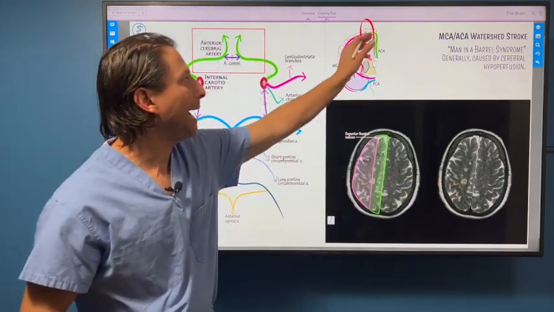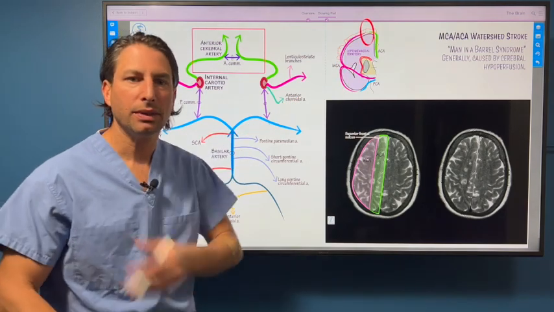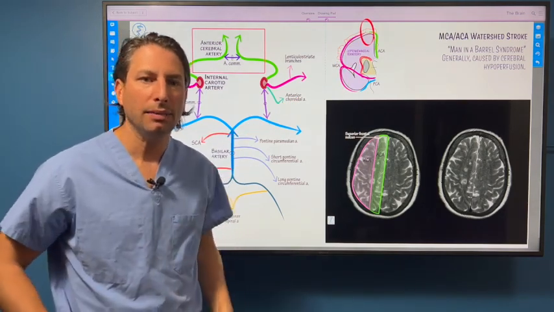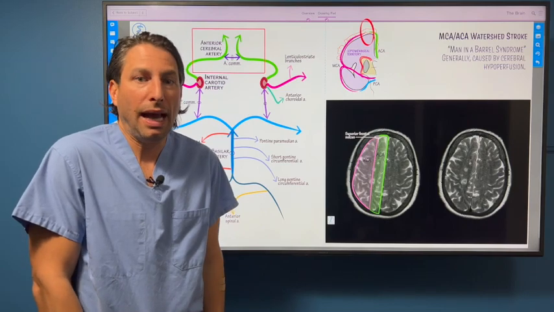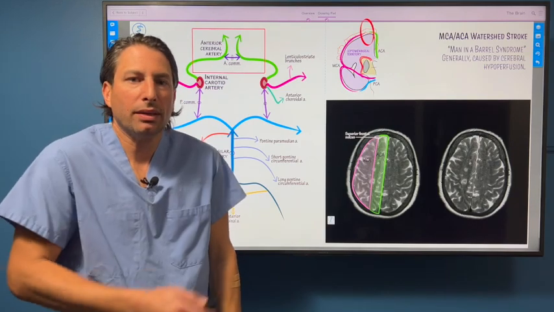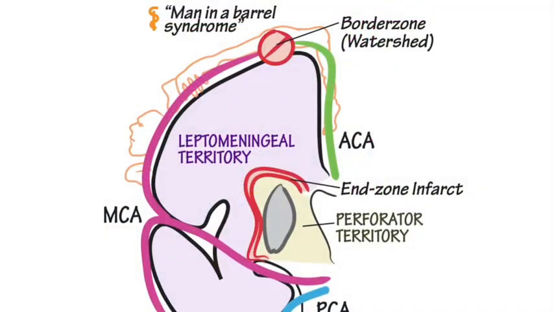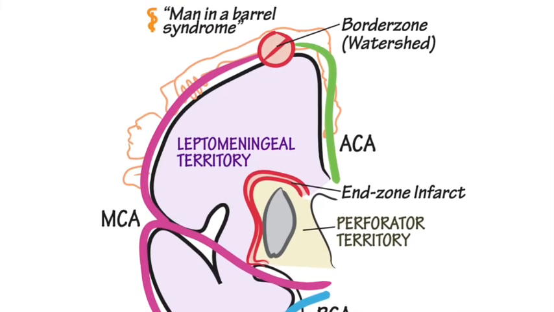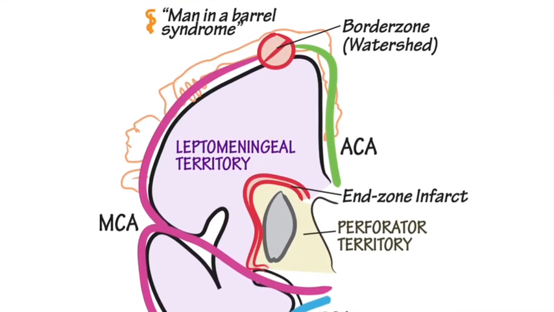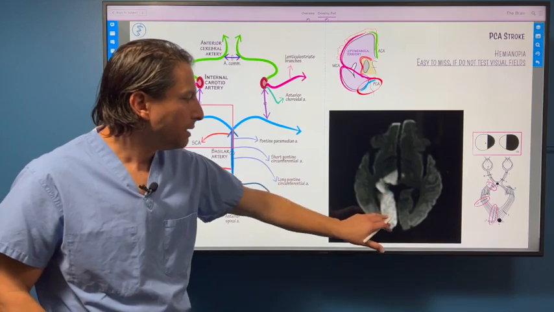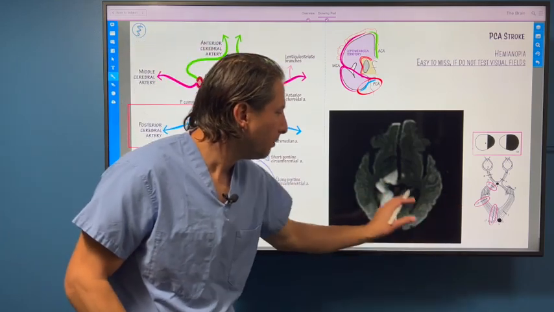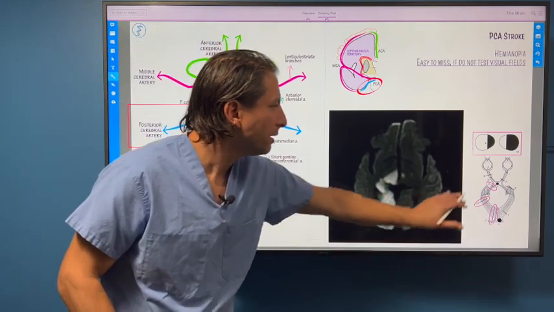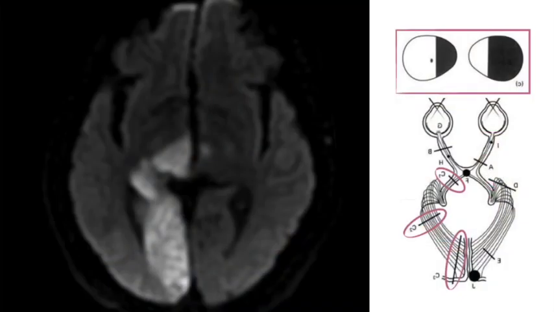It happens to map to the proximal limbs, so the shoulders and hips. So if the person has a stroke like this, they may be weak at the shoulders and hips, and they may look like they're in a barrel. So this is called man in a barrel syndrome. We talked about how in a PCA stroke, it may just be vision that's affected. So this is the hemianopia. Right hemisphere covers the left visual field, and we can see this visual field defect there.